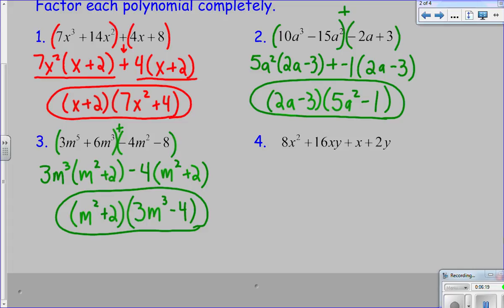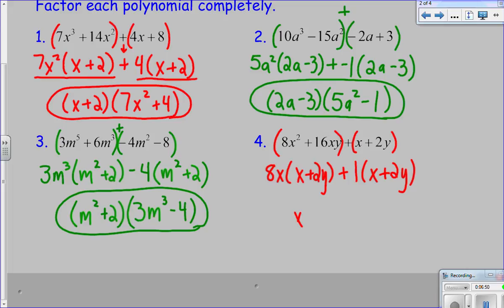We'll do one last example. Back to the example 4 by grouping. And I don't have to worry about the negative sign since there isn't one, so I can just put the parentheses right around them. In my first group, my GCF is 8x, leaving me with x plus 2y. And in my second group, my GCF, well, I only have one that I could factor out. So I'll go ahead and do that, using it as a placeholder for right now. And once I've done that, I notice that my common binomial is x plus 2y. So I factor out the x plus 2y, leaving me with 8x plus 1.